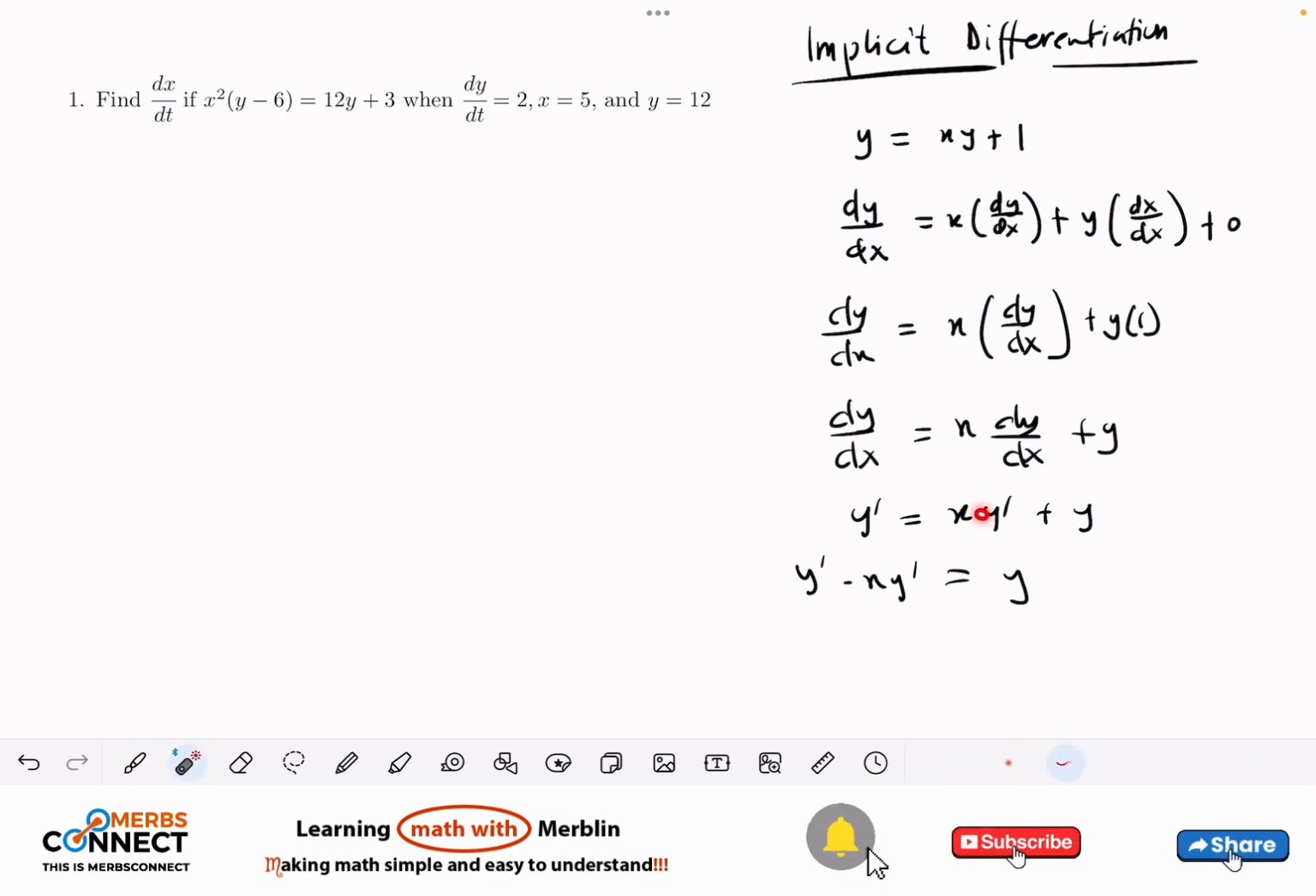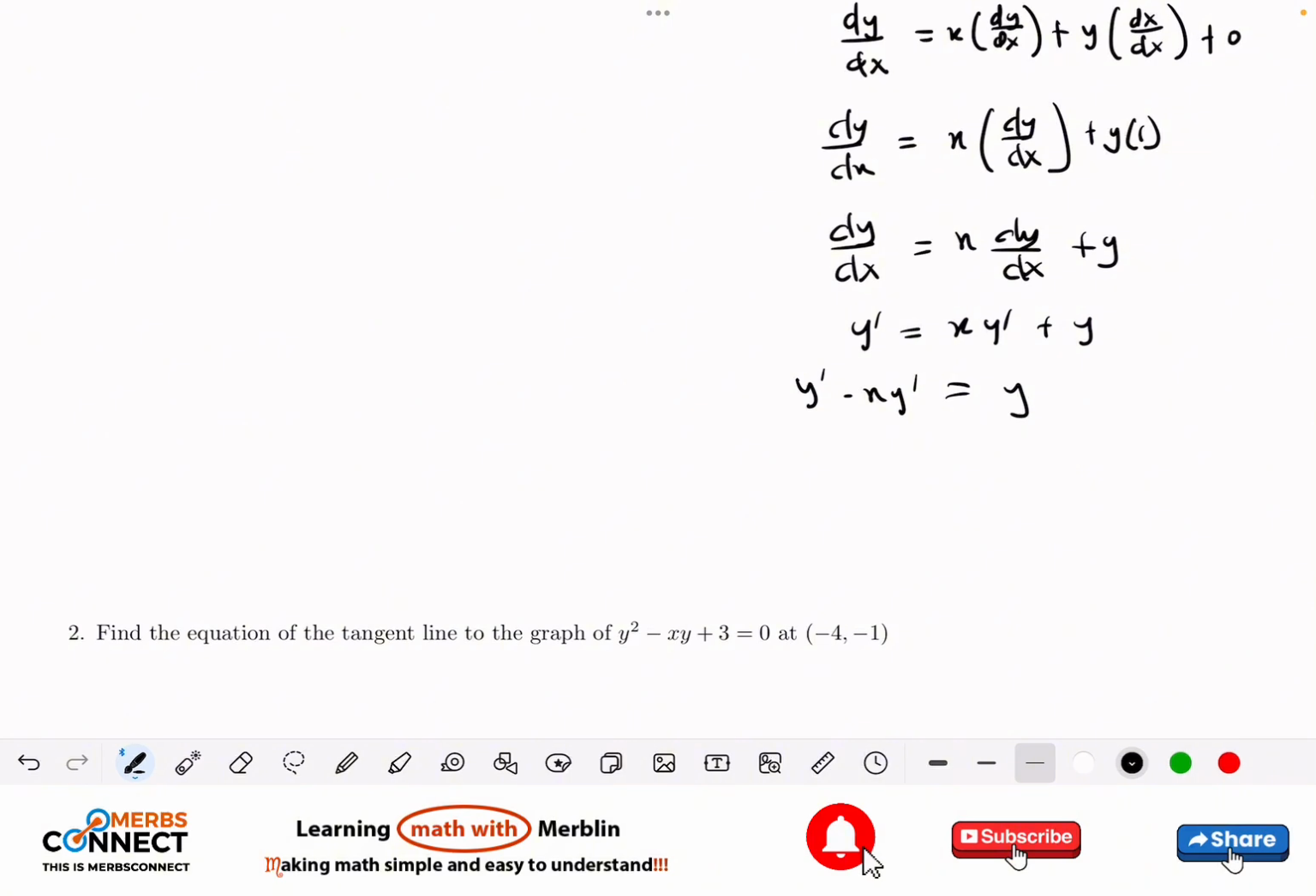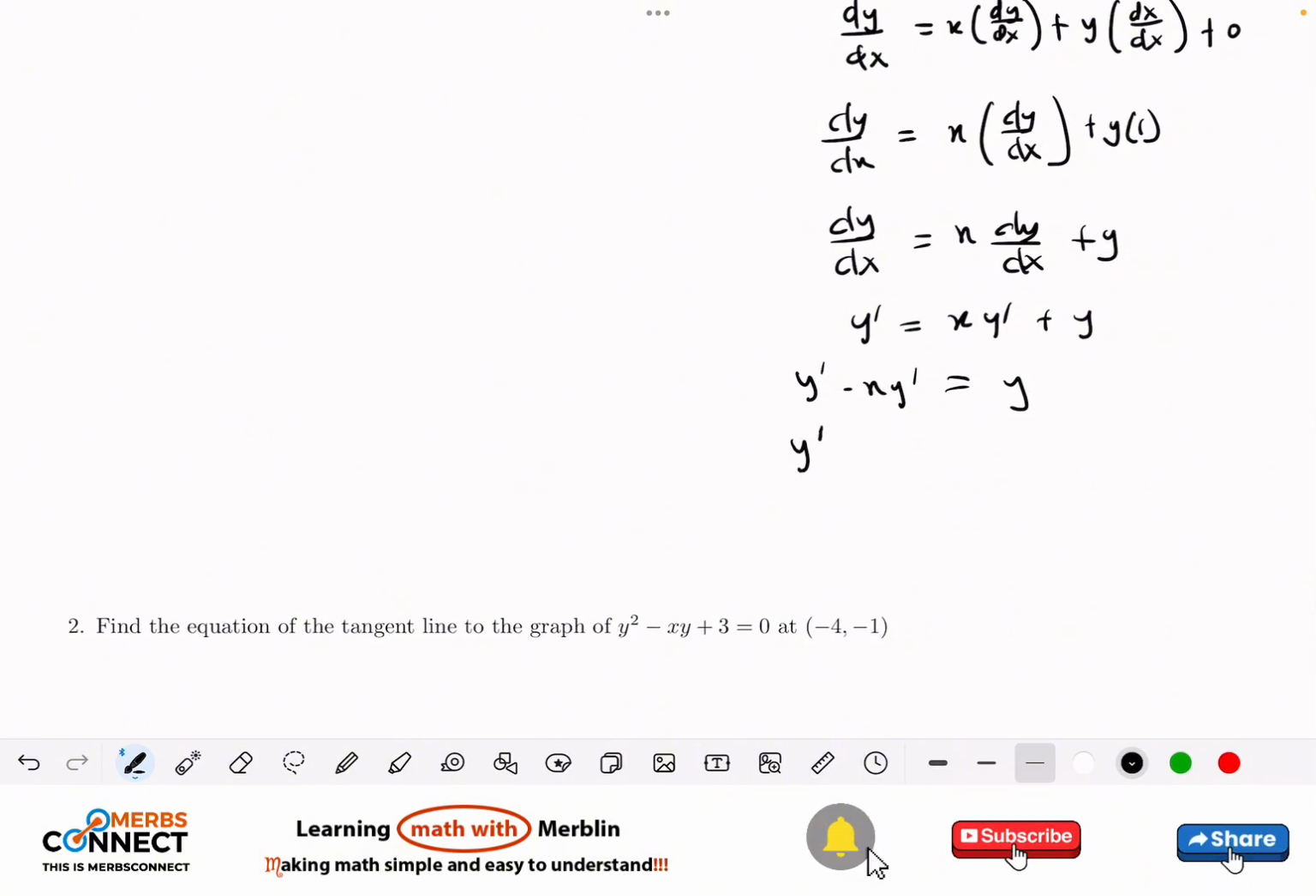Then I factor y prime out. When I factor y prime out, it will be left with 1 from the first term, and with minus x from the second term. Now I divide both sides by 1 minus x. So y prime will be equal to y over 1 minus x. So that is the idea.